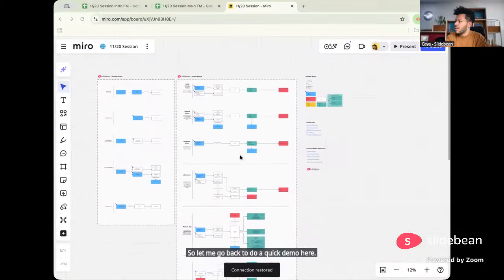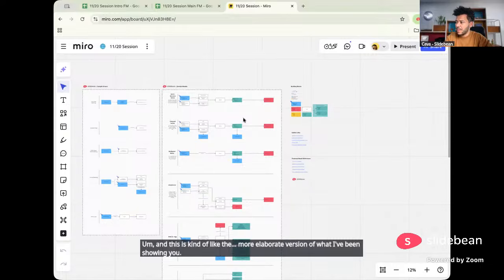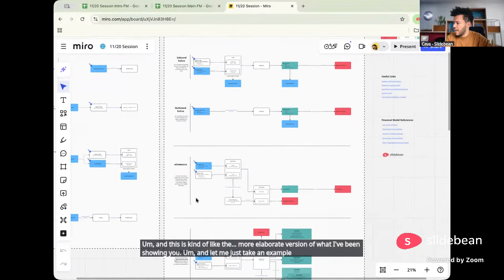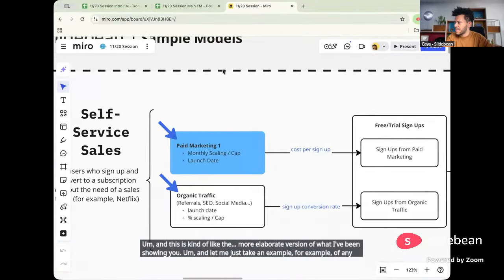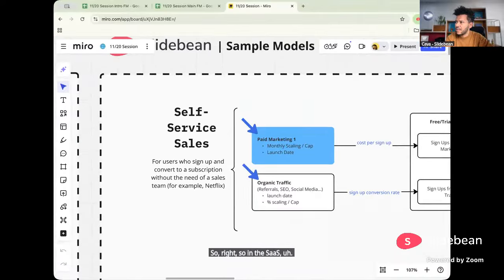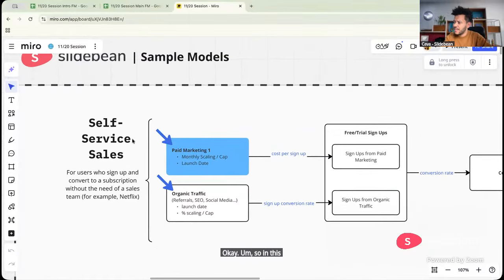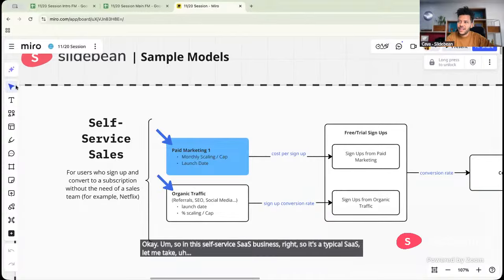Okay, so what I have here is what I call financial model maps. This is kind of the more elaborate version of what I've been showing you. Let me take an example of a SaaS business. So in this self-service SaaS business, it's a typical SaaS. Let me take, I don't know, Netflix, or Netflix is not SaaS, but ClickUp.